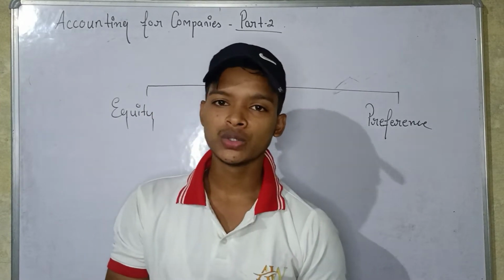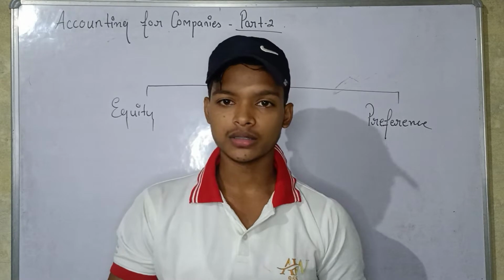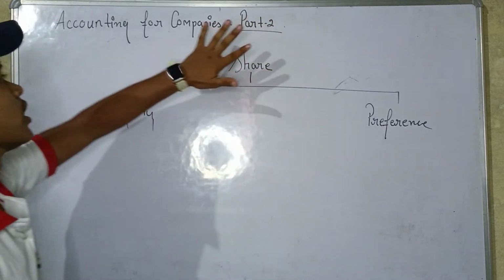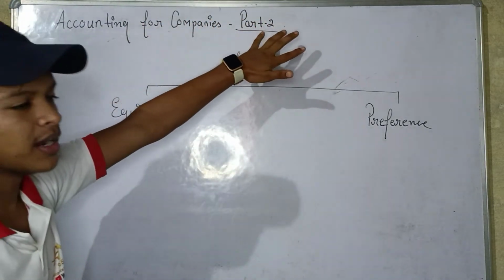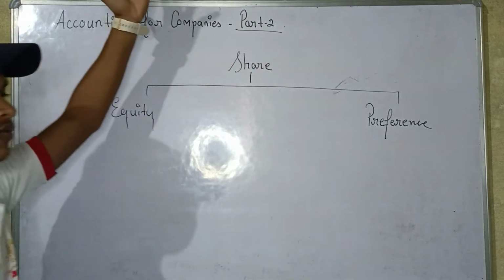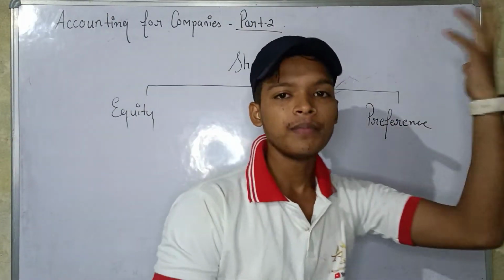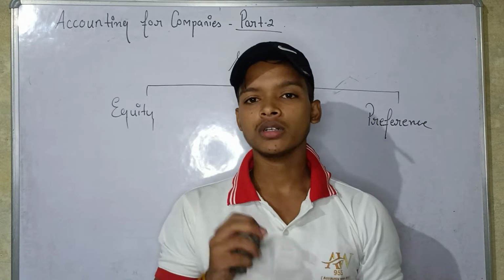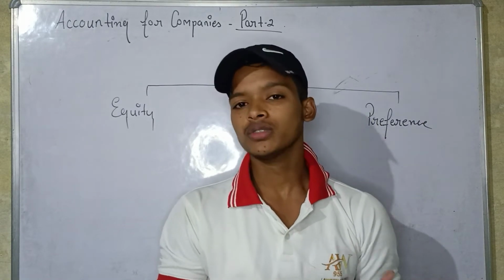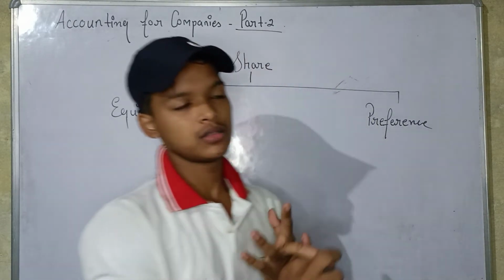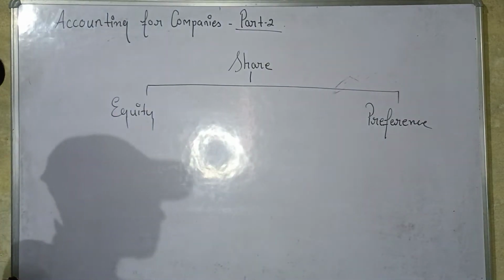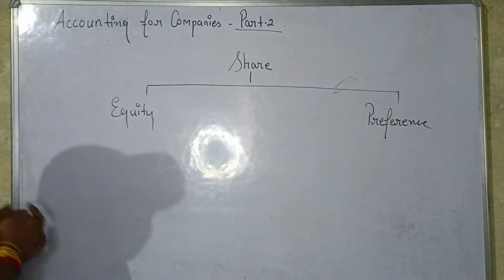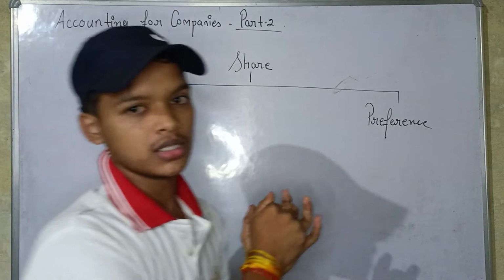Today we are going to study about shares. This is the second part of accounting for company. In the first part, we had already studied about the company, how a company issues shares, and why a company issues shares. But in the second part, we are going to study about shares and types of shares.